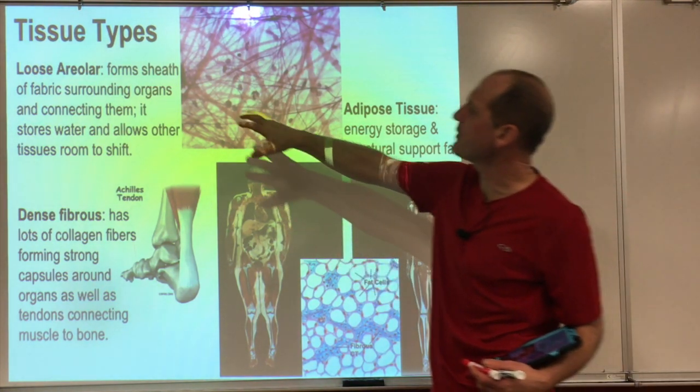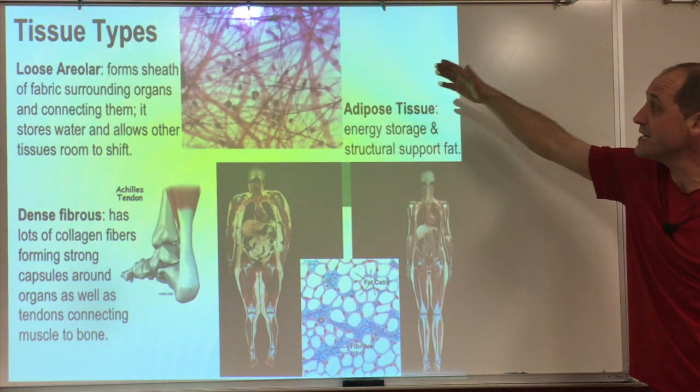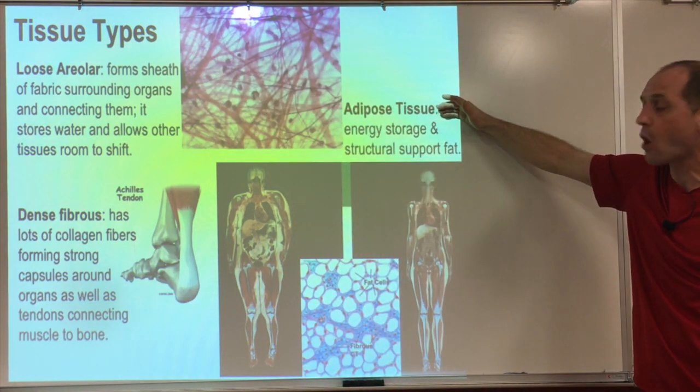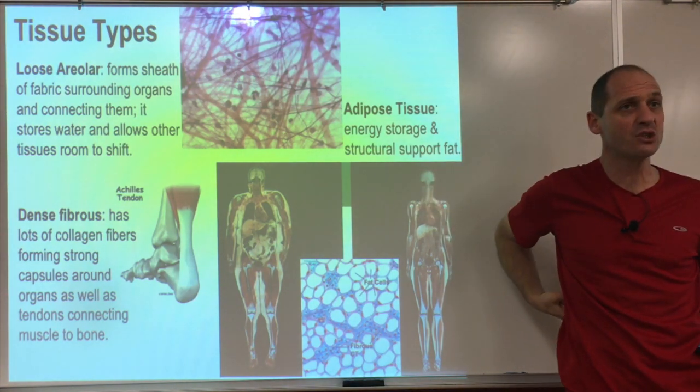So that's loose areolar, it's all over the place. Adipose tissue is our energy storage and structural support fat. The kidneys, for example, have fat around them. That's structural support.